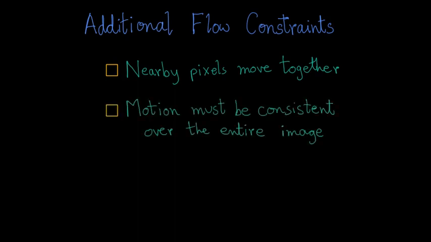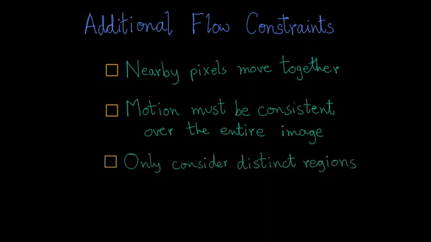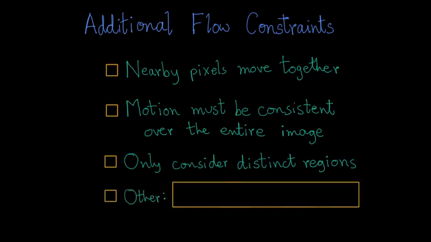Similarly, can we say that motion over an entire image should be consistent? Or should we just look at distinct regions, like corners? Select the choices that you think are valid and useful. Anything else? Mark Other and enter it in the box.